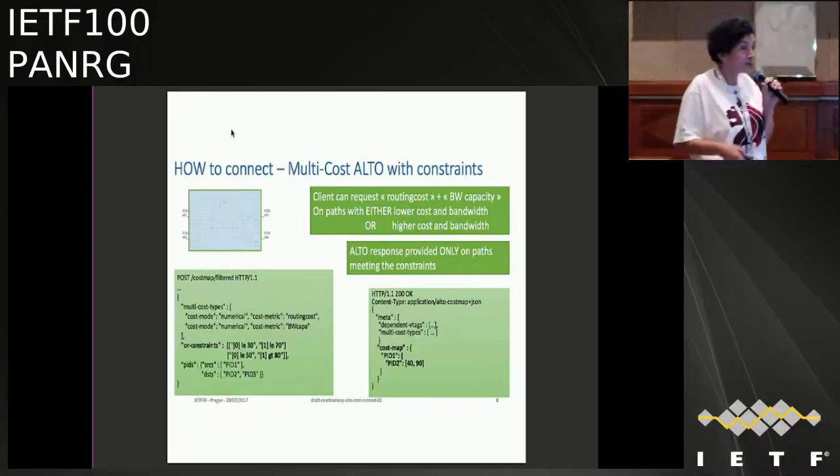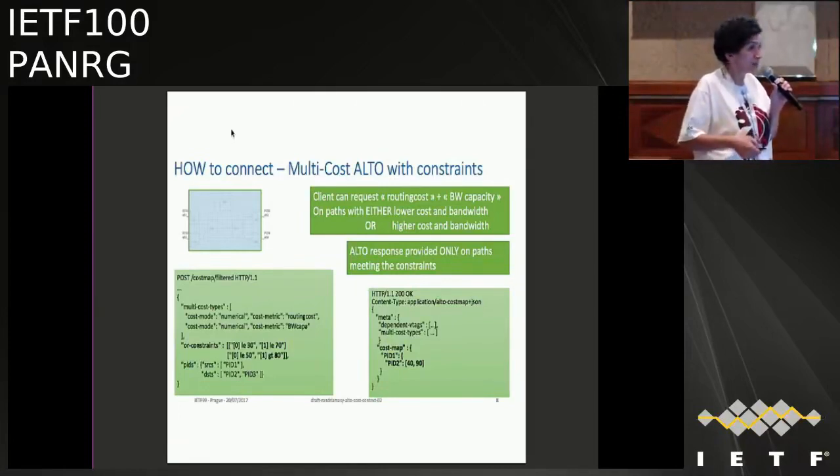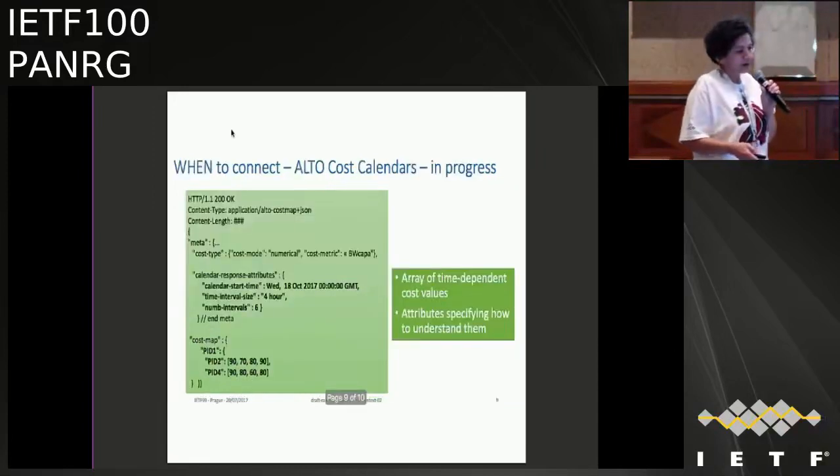So I will ask for those two metrics, and the ALTO server will return values only on those paths that are meeting the constraints. So this way it's kind of selecting, telling me, do not use that one path.